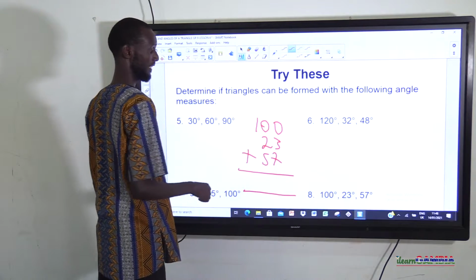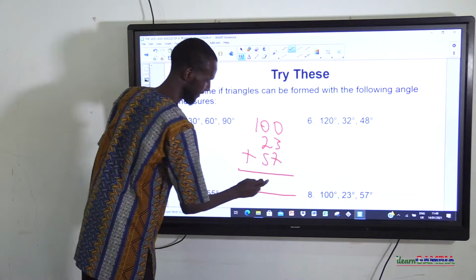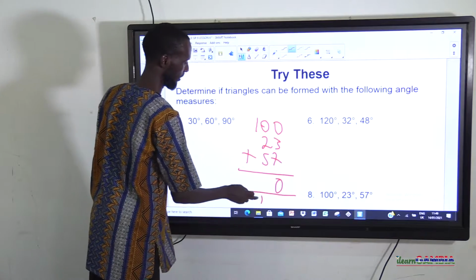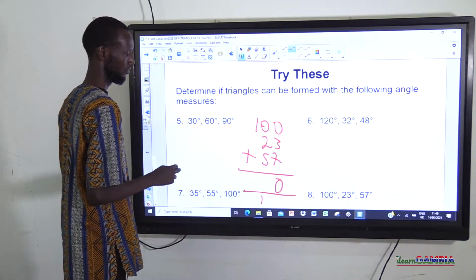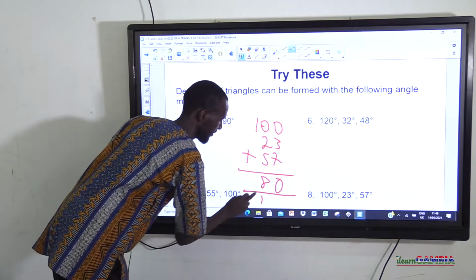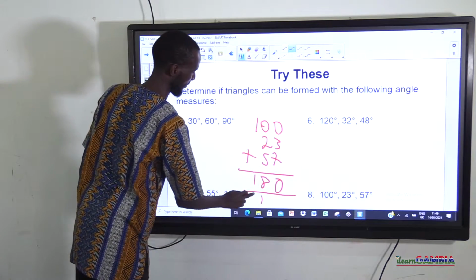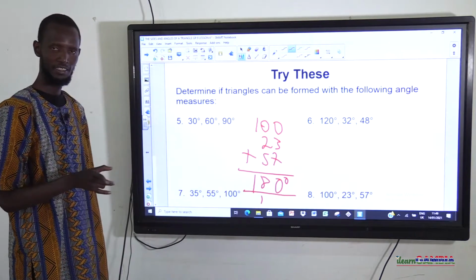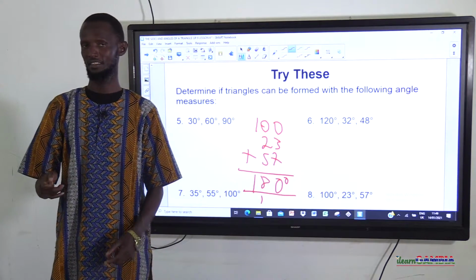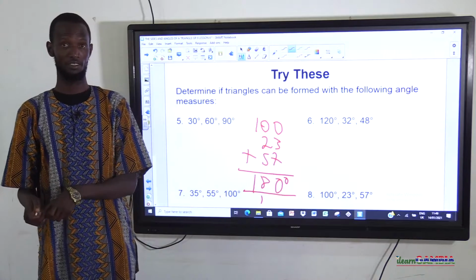7 plus 3, that will give us 10. 0 and carry 1. 1 and 5 will give us 6. 6 plus 2 should give us 8. And then we bring down the 1. And what do we get? We get exactly 180 degrees. And that is what we wanted, all right?